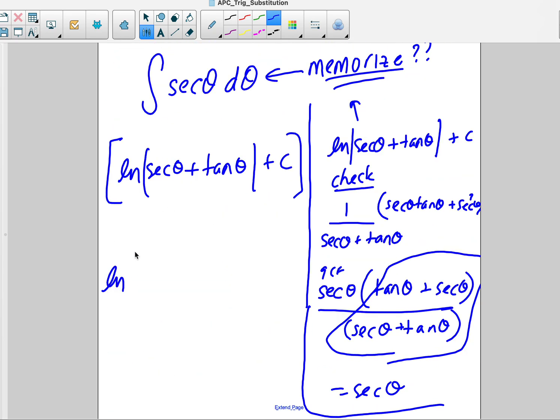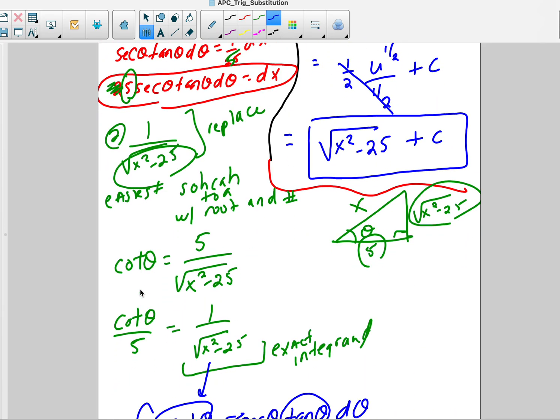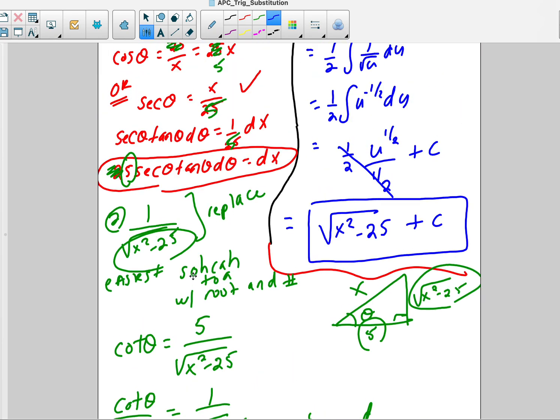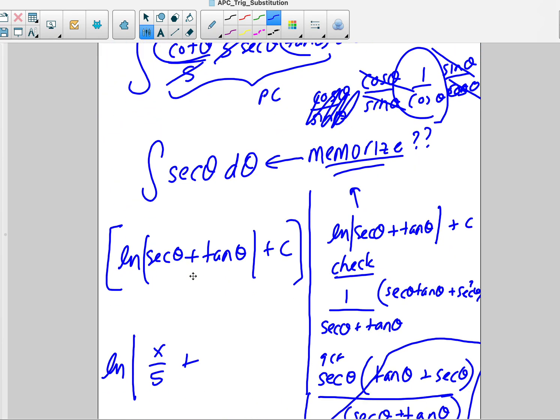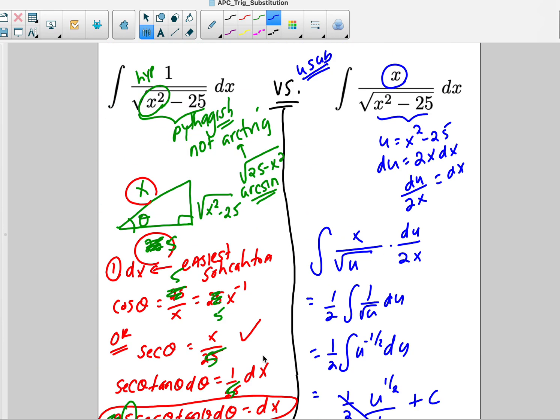So I'm going to get the natural log of, if I go up to secant, secant is the hypotenuse over the adjacent, so that should be an x over 5. So this should be an x over 5 for my secant, plus, and my tangent should be opposite over adjacent, so that should be the root x squared minus 25 all over the quantity 5, plus a c, and that's my answer.